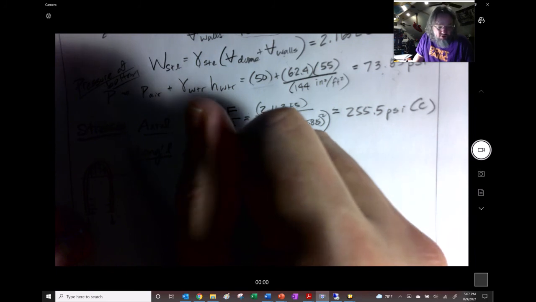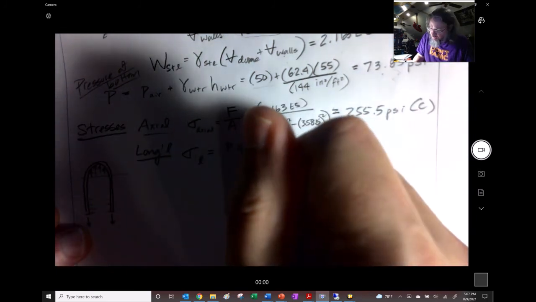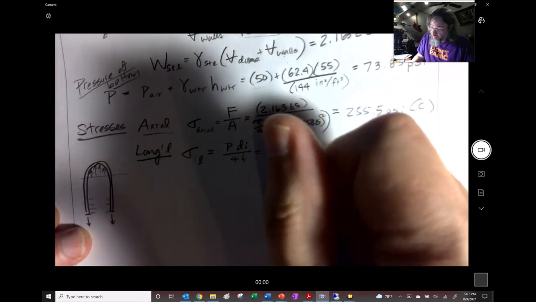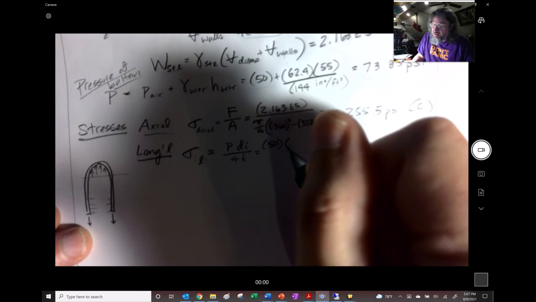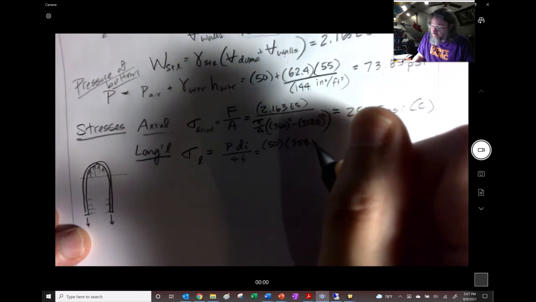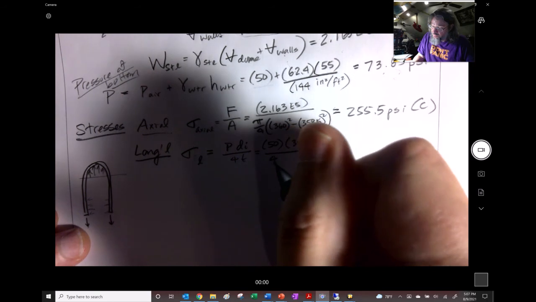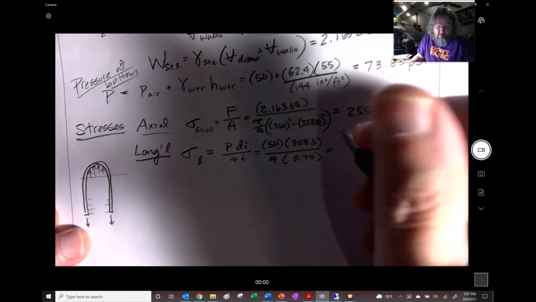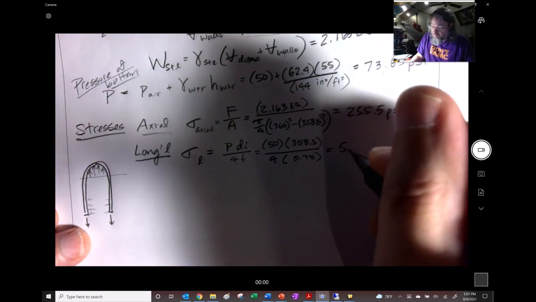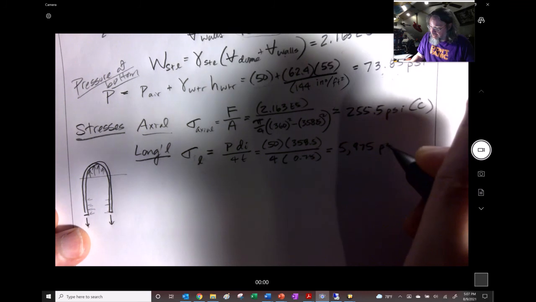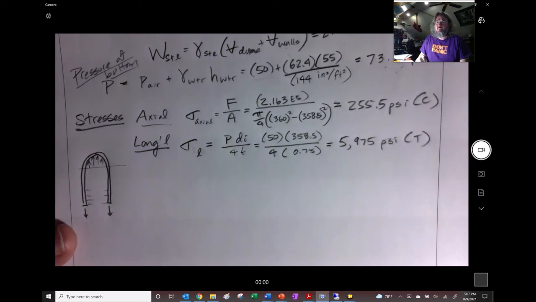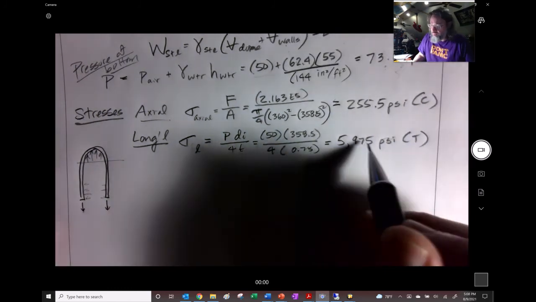So all I need is a subscript L in there for longitudinal. And it's thin-walled, so I'm just going to use P d_i divided by 4t. I end up with 50 times my inside diameter, 358.5, divided by 4, and then my thickness is 0.75. So what do I get? I get 5,975 psi, and that's going to be in tension because this thing is trying to lift up like a rocket ship and go up into space. So it's the stress that's holding the thing down.